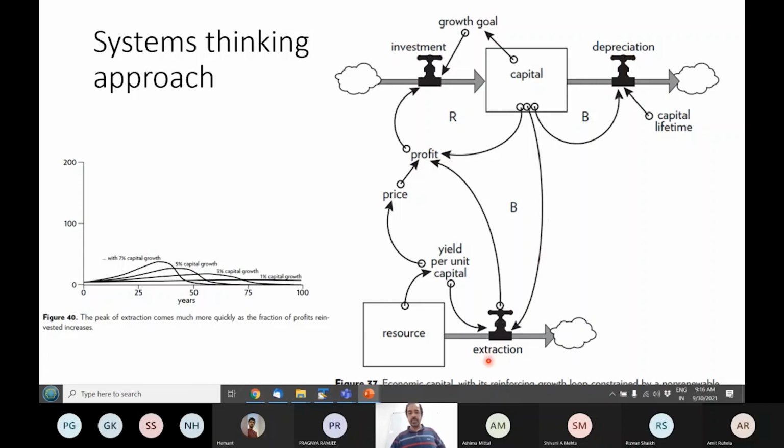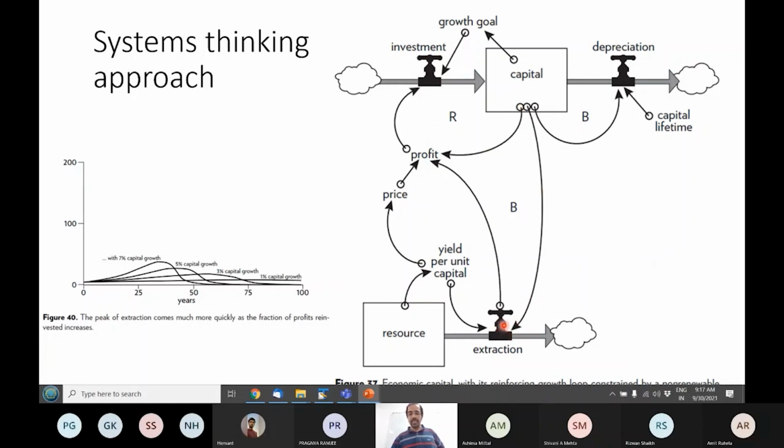For example, this one is about the relationship between economy and resource extraction, like mining or fisheries. The idea is that you have a resource, a finite natural resource, and you're extracting it. Now the rate at which you're extracting it is driven by capital. You put in more capital, you can increase the extraction rates.